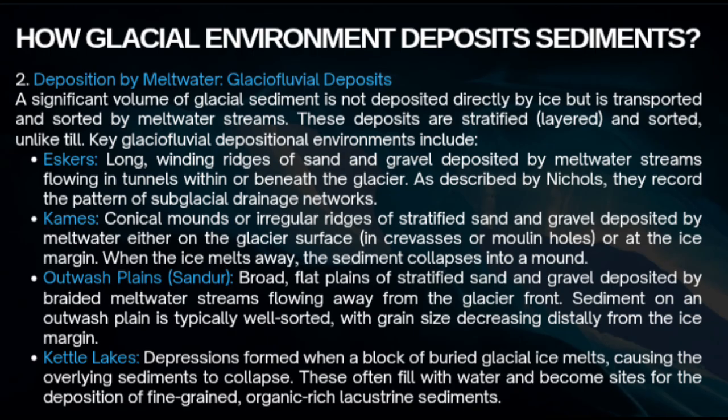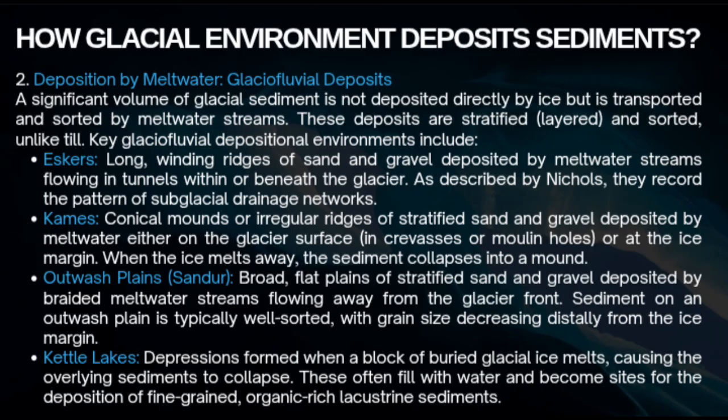It is a long, winding ridge of sand and gravel deposited by meltwater streams flowing in tunnels within or beneath the glacier. As described by Nichols, they record a pattern of subglacial drainage networks. Next one is kames. They are conical mounds or irregular ridges of stratified sand and gravel deposited by meltwater either on the glacier surface, in crevasses or moulin holes, or at the ice margin. When the ice melts away, the sediment collapses into a mound.